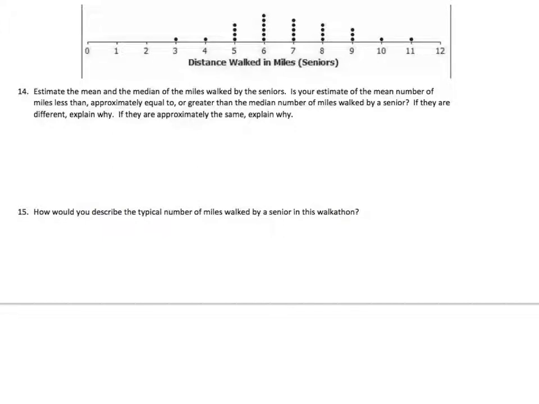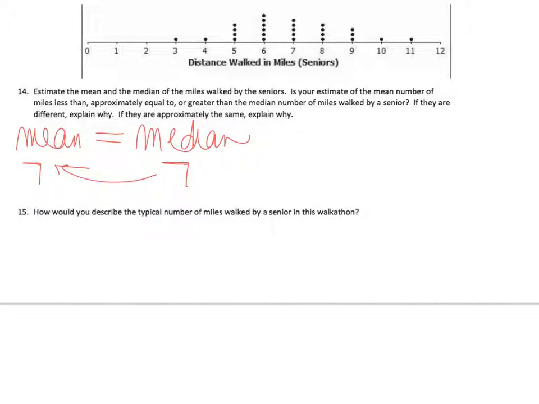Estimate the mean and the median of the miles walked by seniors. Since the distribution is symmetric, the mean should equal the median. We already saw that the median was 7, so the mean should be about 7 because it's symmetrical. How would you describe a typical number of miles walked by seniors? Since those are equal, you can pick either. It is 7, right? When your mean and your median are equal, that means your data is very symmetrical, and your typical number should be the mean or the median.